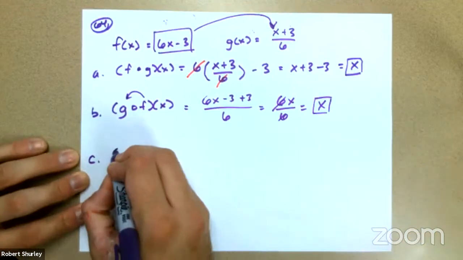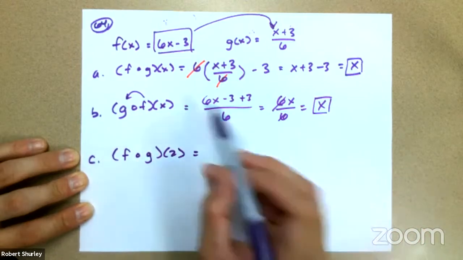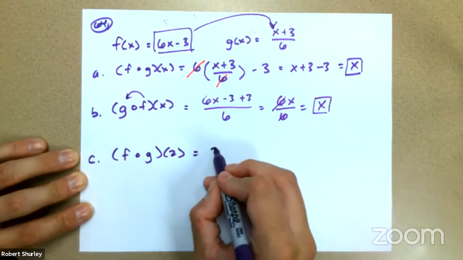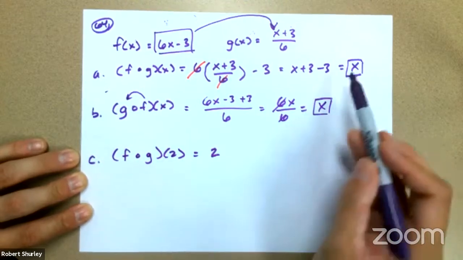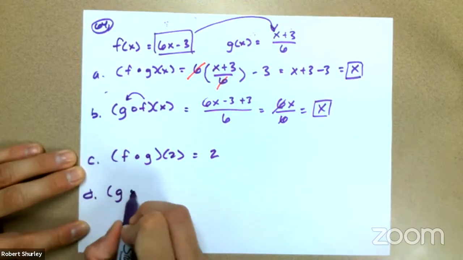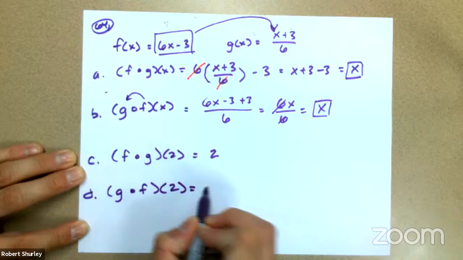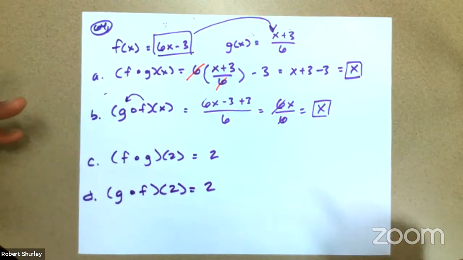So part C asks, what's f composed of g of 2? Well, it's just 2, because f composed of g of x is just x. So you plug that 2 in, you get 2. Same thing for D, g composed of f of 2 is just 2. That's how they ask it.